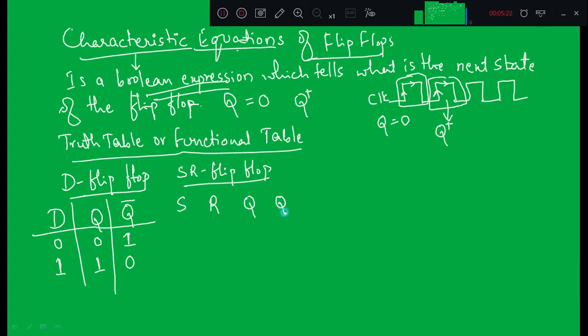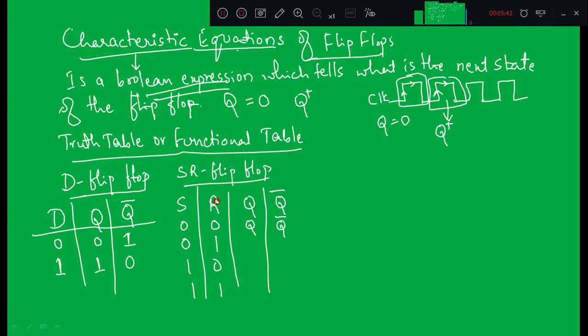SR are the normal inputs and outputs are Q and Q bar. Since there are two normal inputs, S and R, we will have a total of 4 combinations: 00, 01, 10, 11. When 00, the flip-flop remains in its previous state. There is no change in the state of the flip-flop.